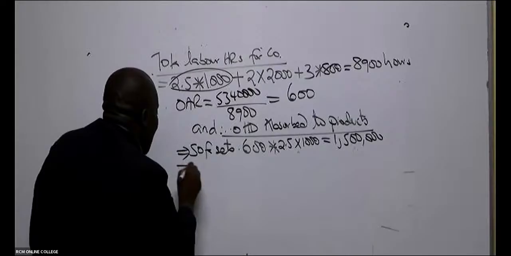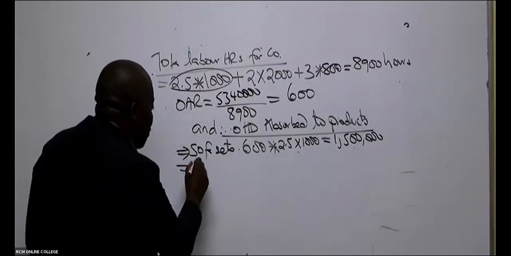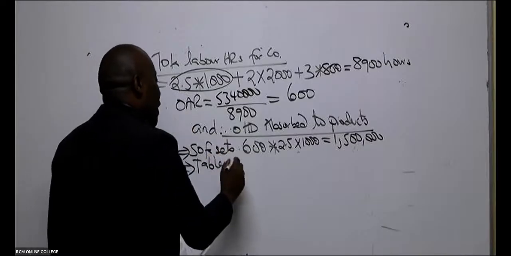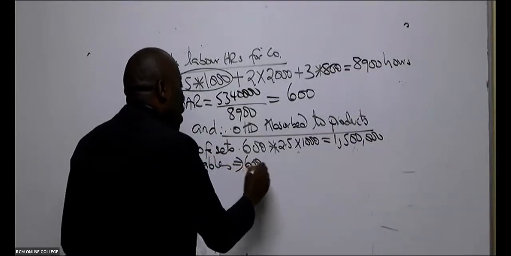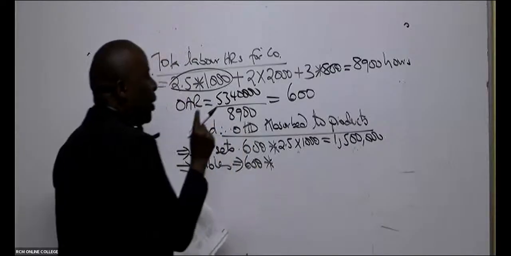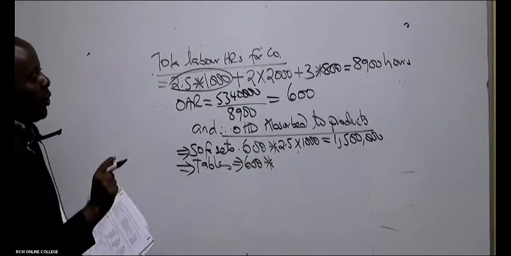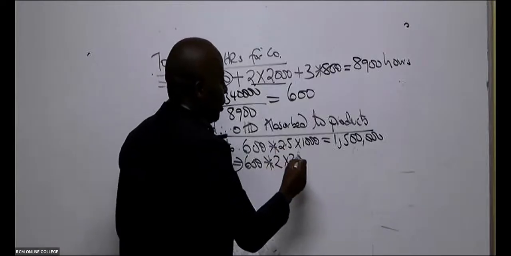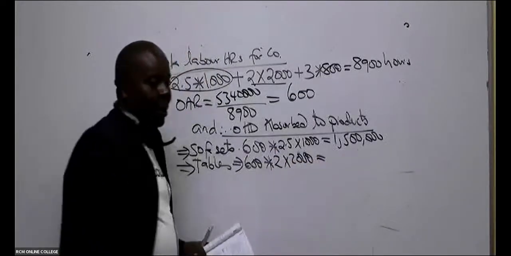Then how much shall be absorbed by tables? Absorption rate is 600 per hour. So times the hours that we need for all the tables. All the tables hours are here. Times 2 times 2,000. So then this one here will end up giving me what figure?